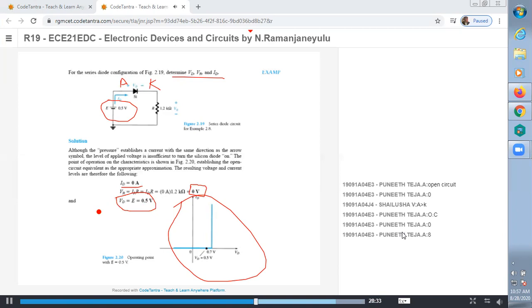Remember this one. Why? Because here it is an open circuit. The plus terminal is connected to the 0.5 and the minus terminal is connected to the ground, so the voltage is 0.5 volts only. Remember this one.